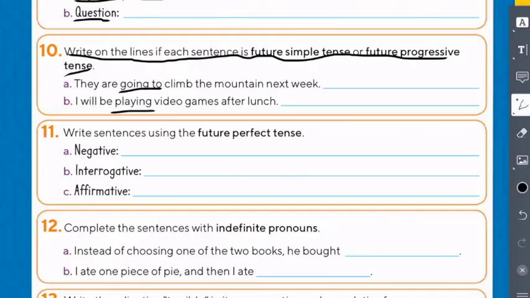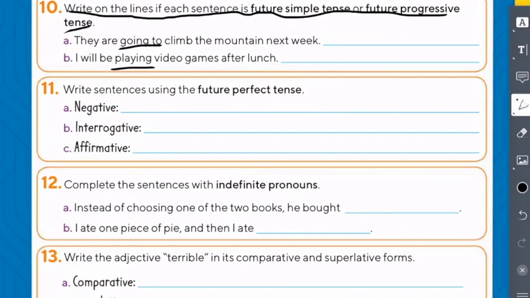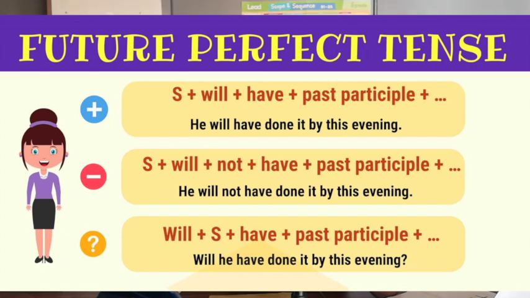Ready? Excellent. Let's go with the number 11. Write sentences using the future perfect tense. All right, super easy because we learned this already. Remember, the future perfect tense uses this structure: subject plus will plus have plus past participle plus the rest of the sentence. Here is the formula.